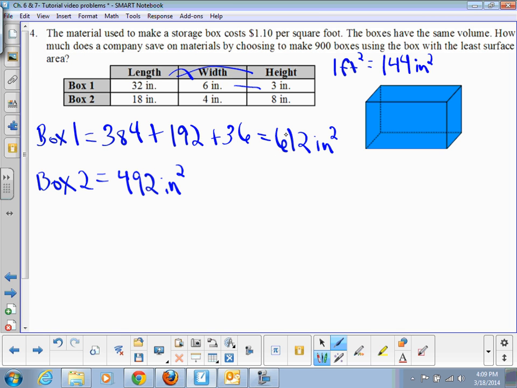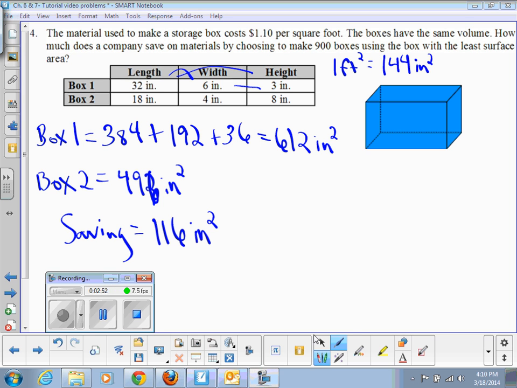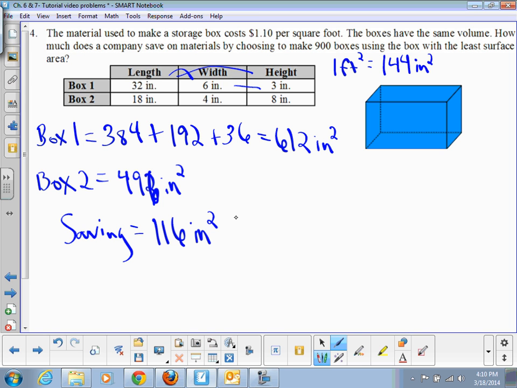We find the difference between these two numbers. So the savings in square footage, or I'm sorry, square inchage, it's not a word, but I just said it. The savings is 612 minus, oh, I'm sorry, I think that's 496. So 612 minus 496, you're going to get 116 square inches. So the total savings by using box 2 is 116 square inches.